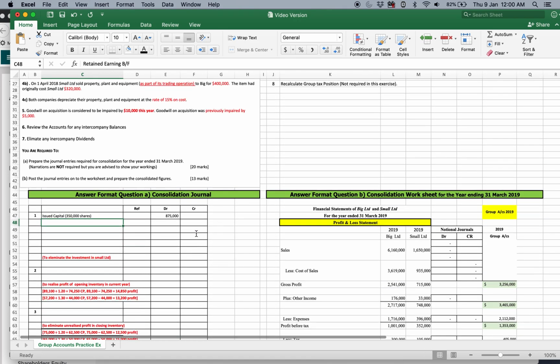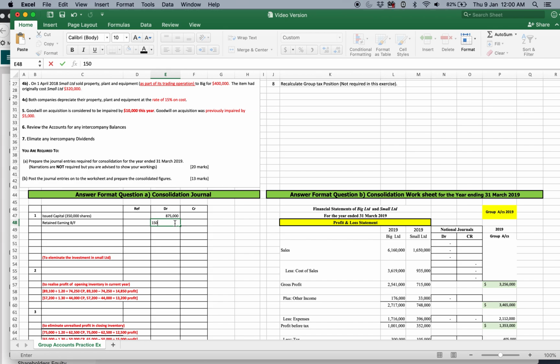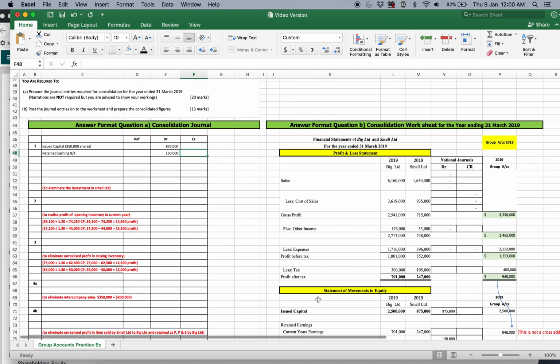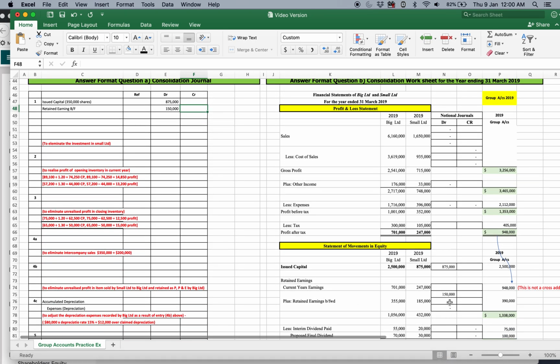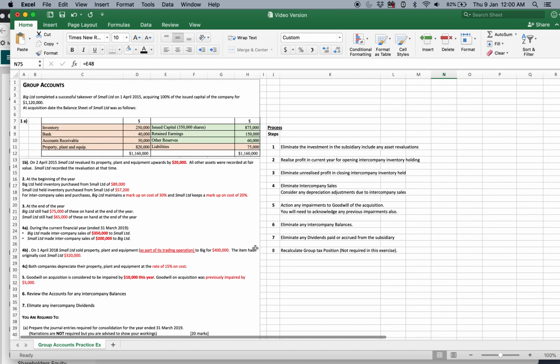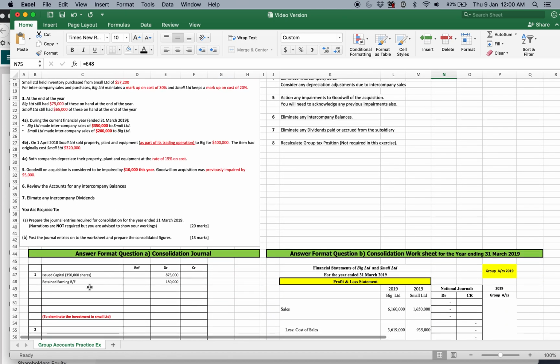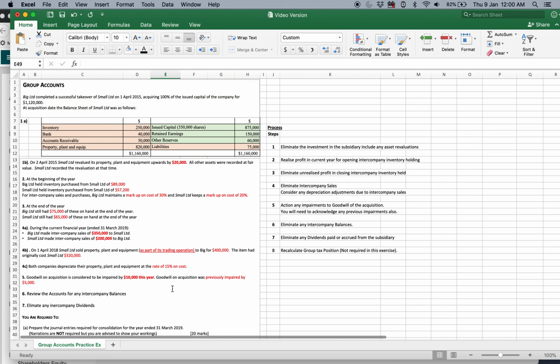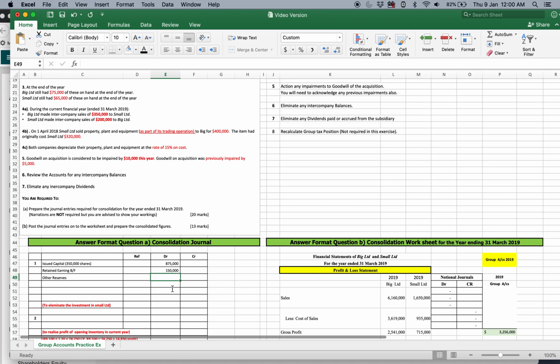The retained earnings, we debit 150, 150, 123, okay, and that will post over there as well. Okay, there's 150 that's posting to where it should post. Okay, then there's other reserves. Okay, and that's 160. Was that 160? No, it's just 60. 60, 1, 2, 3. Okay, that's perfect.